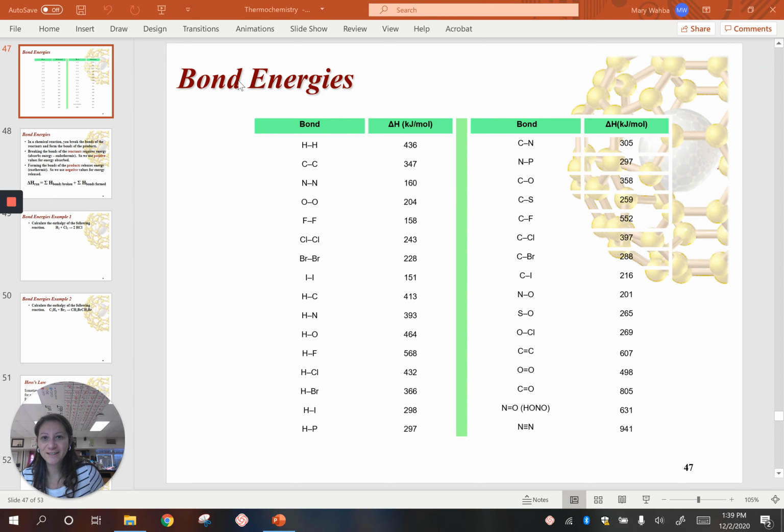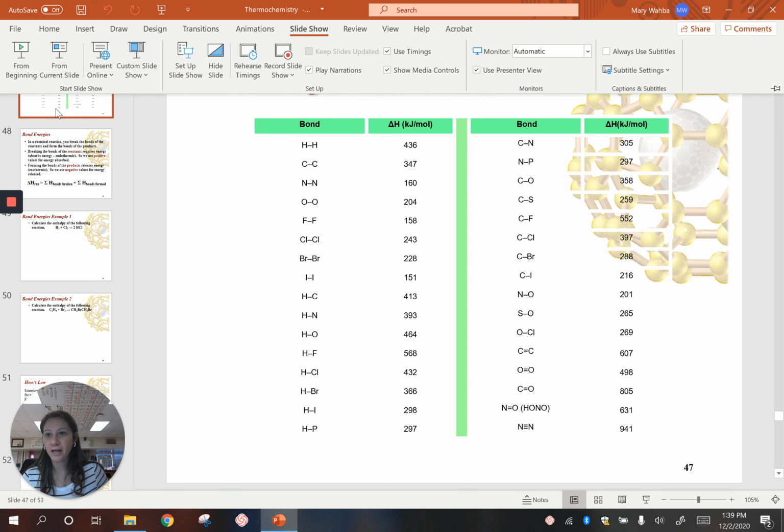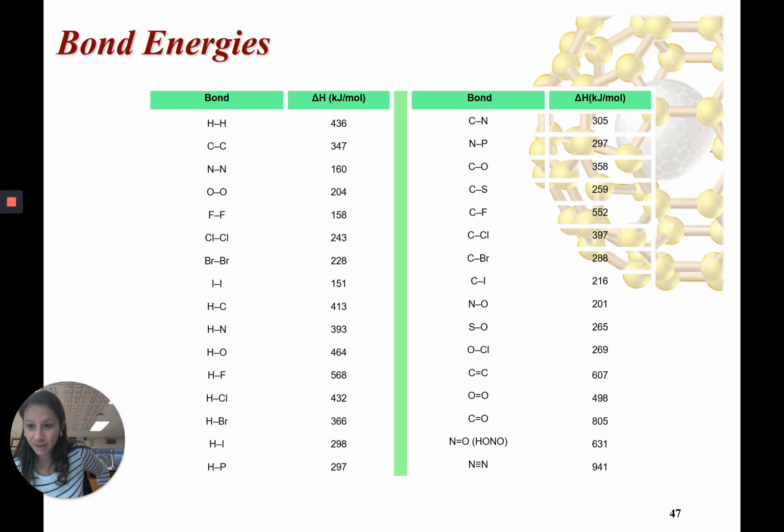Hi everybody! Today we're going to learn about calculating delta H of a reaction using bond energies or bond enthalpies. Each bond has a different amount of energy that is needed to form it or to break it, and it depends on the size of the different atoms, what type of atoms they are, their electronegativities, and whether it's a single or double or triple bond, and all kinds of different things.